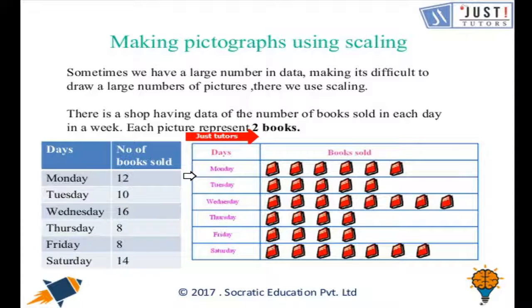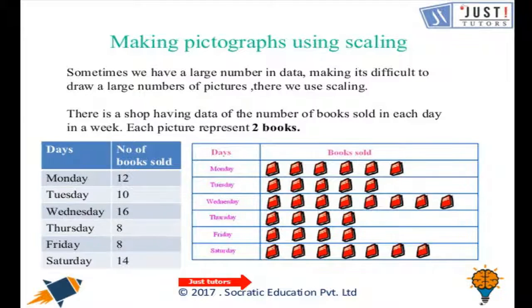So on Monday, how many total books are there? There are 12 as given in the question, but when we show it pictographically, as 2 books are represented by 1, we draw 6 books. And similarly for all the days.